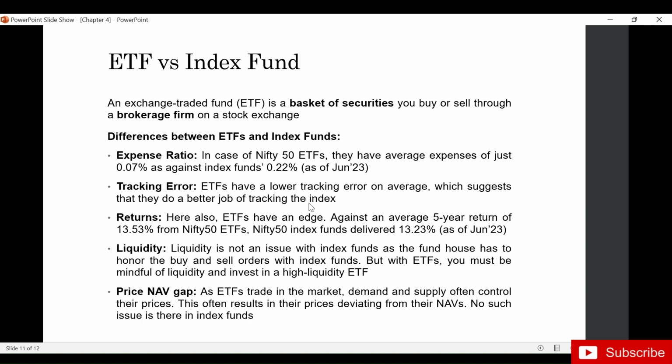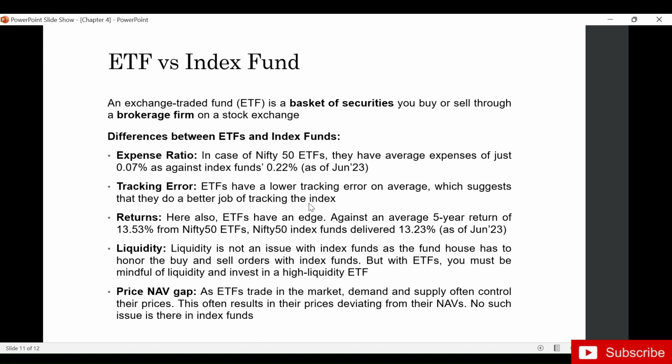The second parameter where we will compare ETFs and index funds is the tracking error. So ETFs have a much lower tracking error as compared to the index funds. This means that ETFs do a better job of tracking the index as compared to index funds.